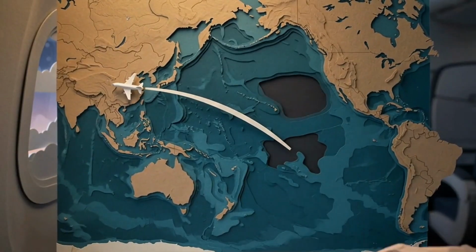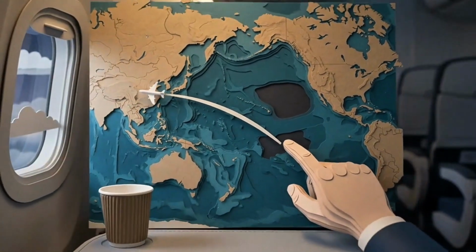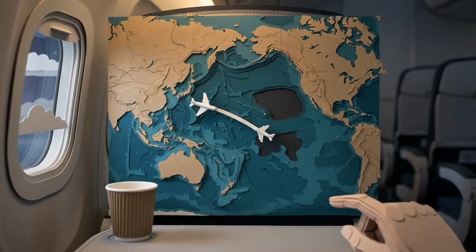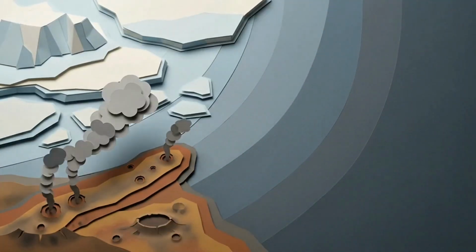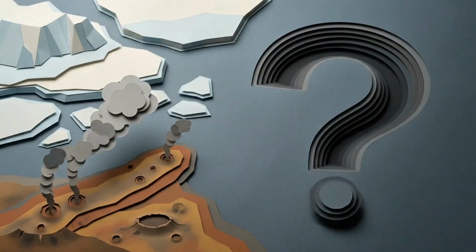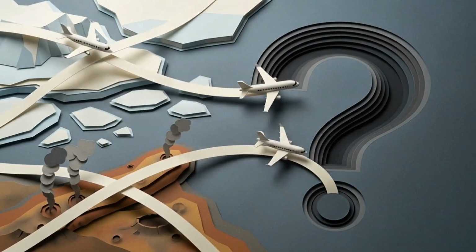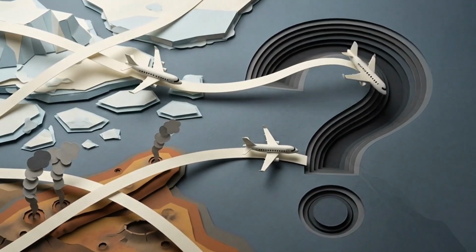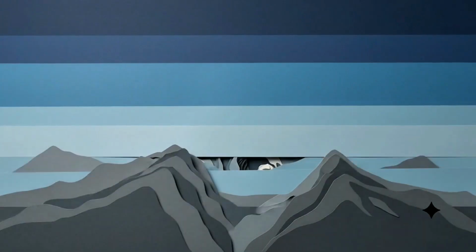And the reason has nothing to do with politics. You've probably seen this empty zone yourself on the seatback map and never thought twice. Planes fly over the Pacific Ocean, over the North Pole, over active war zones with permission. So why not here? Here's the twist.